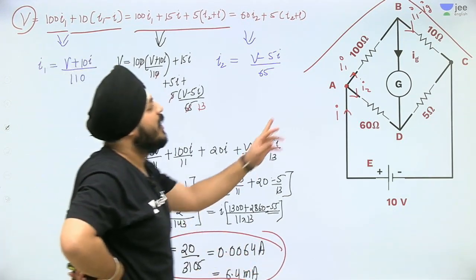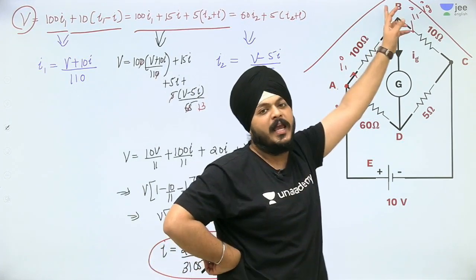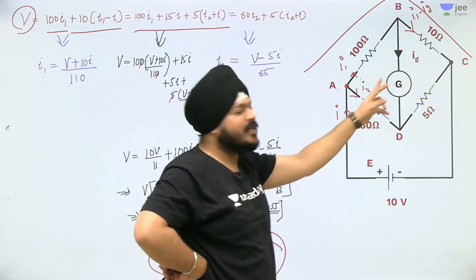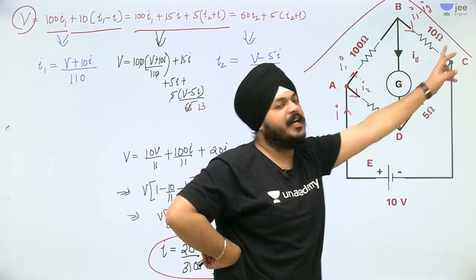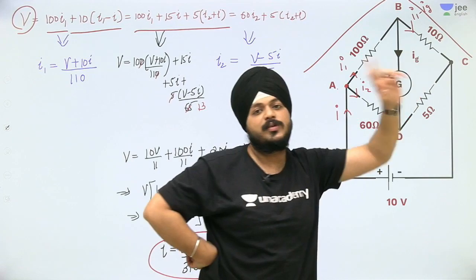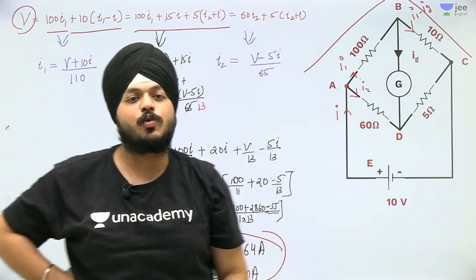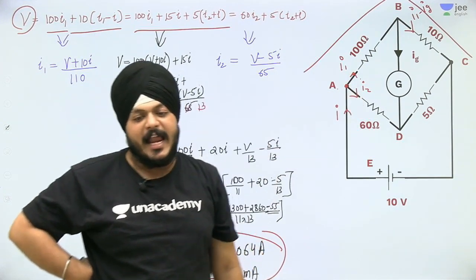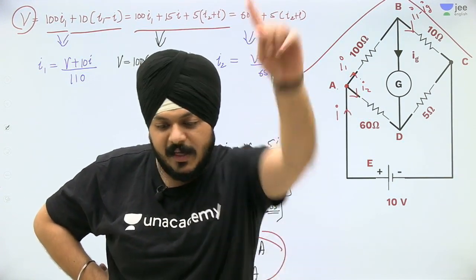First, you have to apply Kirchhoff's voltage law from A to B and B to C. The next loop would be from A to D and D to C. You will get two equations. By resolving these two equations, we will directly get the value of the current passing through the galvanometer.